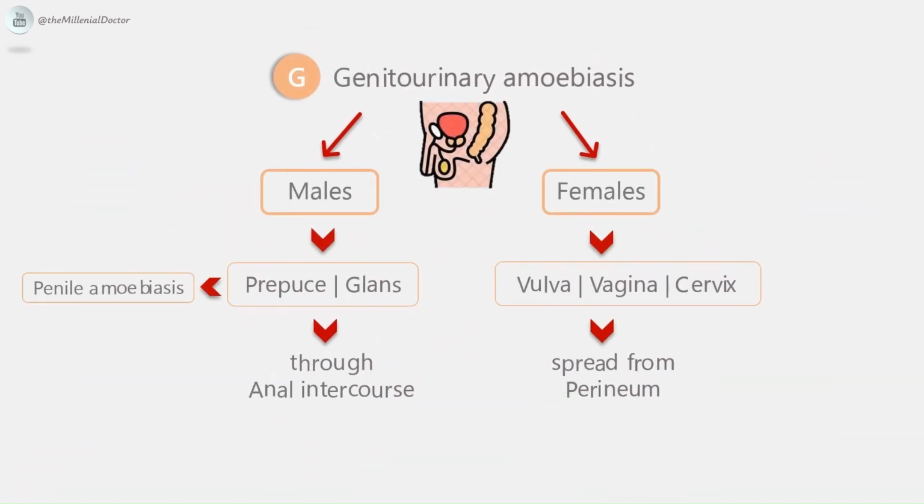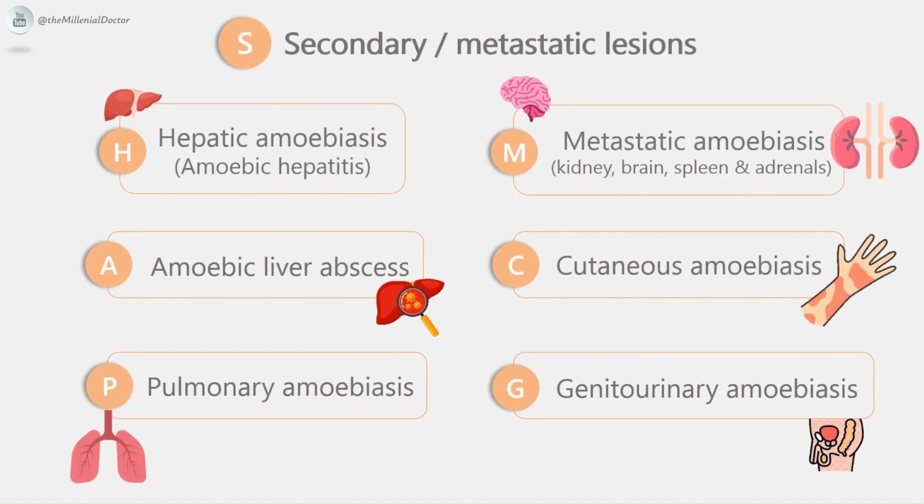Then the genitourinary amoebiasis. The prepuce and glans are affected in penile amoebiasis, which is acquired through anal intercourse. Similar lesions in females may occur on vulva, vagina or cervix by spread from perineum. The destructive ulcerative lesions resemble carcinoma. So these are the secondary or metastatic lesions.